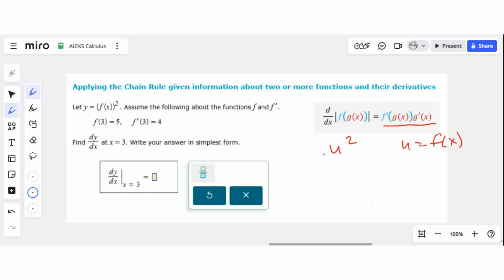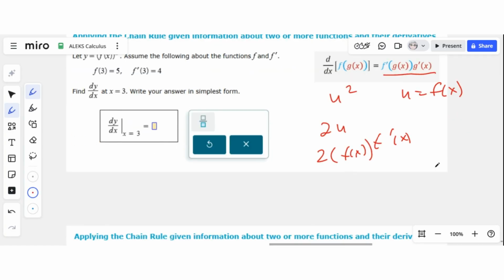So let's do the outside function. So taking the derivative, I get 2u to the first power. And then I want to plug what u is back in there. So that's 2 times f of x. And then I need to multiply this by f prime of x. Okay, so there is our derivative using the chain rule.